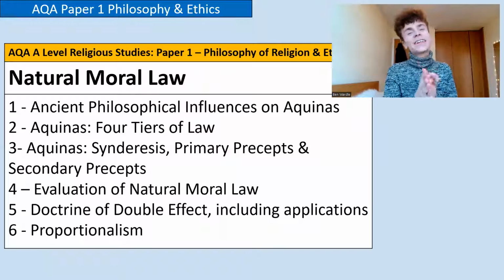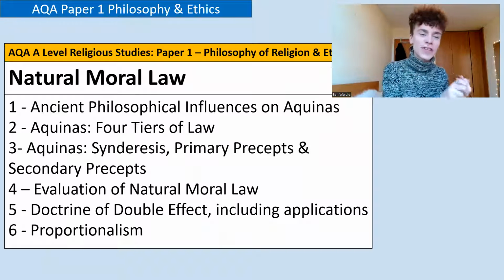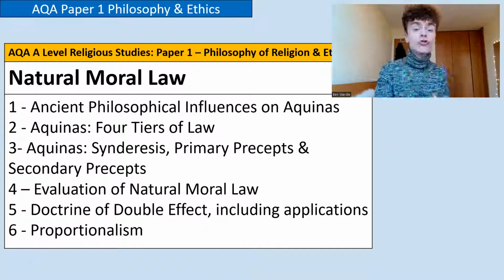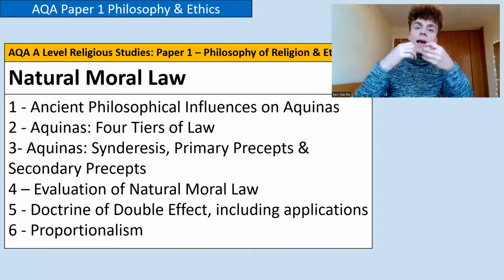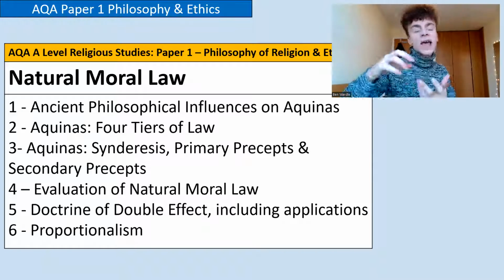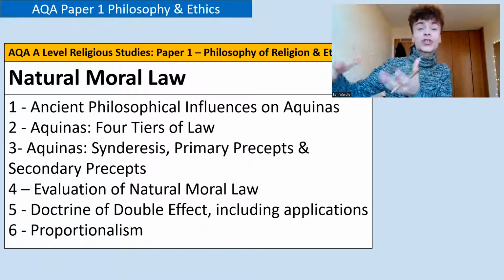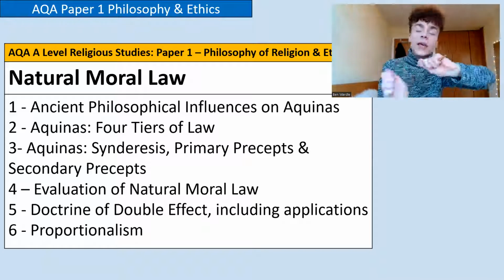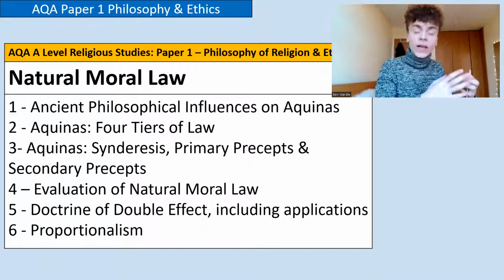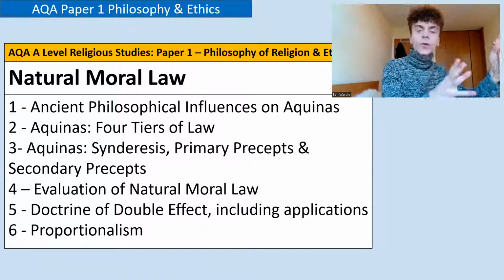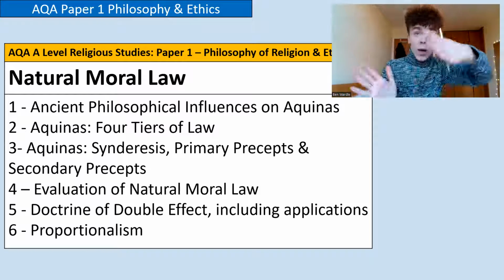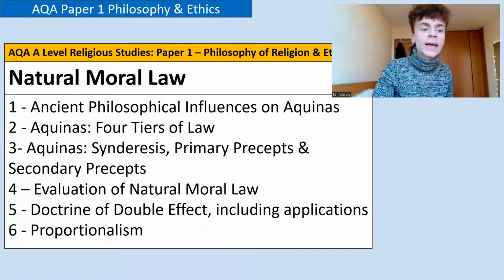So let's take a look at where we're going in today's revision session, shall we? We're going to start by looking at the ancient philosophical influences on Aquinas. Remember, natural moral law does not begin with Aquinas. He makes it a distinctly Christian approach to ethics, and he then inspires the Catholic Church to this very day. But natural moral law predates him. We can trace it all the way back to ancient Greek philosophy, to Aristotle, and also the work of the Stoics and other key thinkers, as I say, who were thinking many, many years before Aquinas.